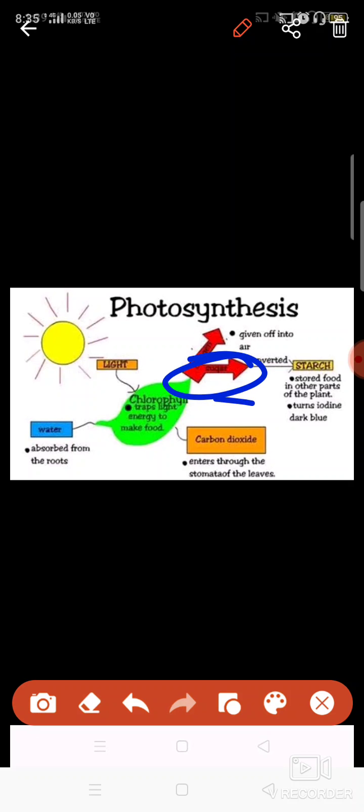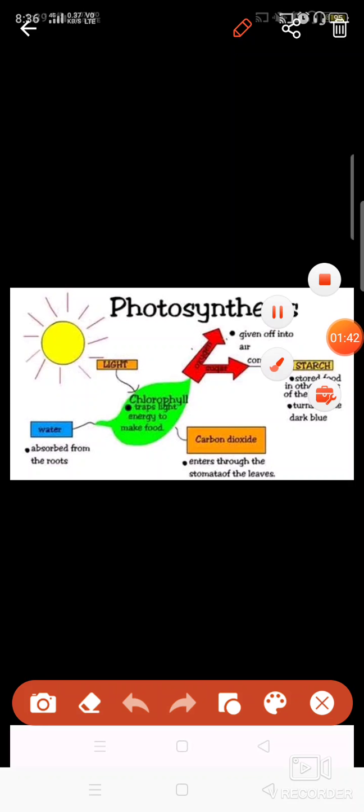Glucose is a carbohydrate and starch is also a kind of carbohydrate. So this glucose gets converted into starch and it is stored in the leaves or in other parts of the plant in the form of fruits or grains. And in this reaction oxygen also evolves, which is given off by the stomatal pore. So this is the overall reaction of photosynthesis.